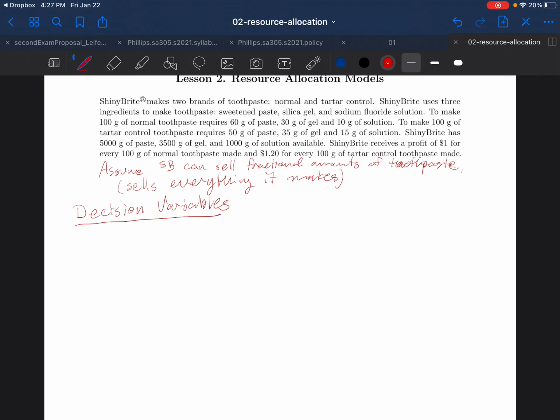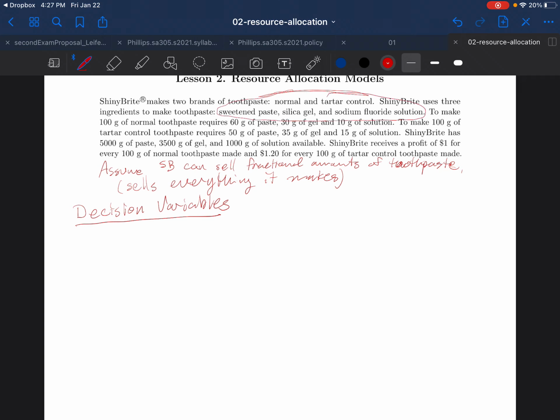So we need to think, what are the decisions and what are the results of those decisions? Sometimes the results of those decisions do need to be understood, but in this first model, what is the simplest model possible? That's usually the easiest thing. When we look at this, you can see that there's normal and tartar control toothpaste. There's also the paste, gel, and sodium fluoride solutions.